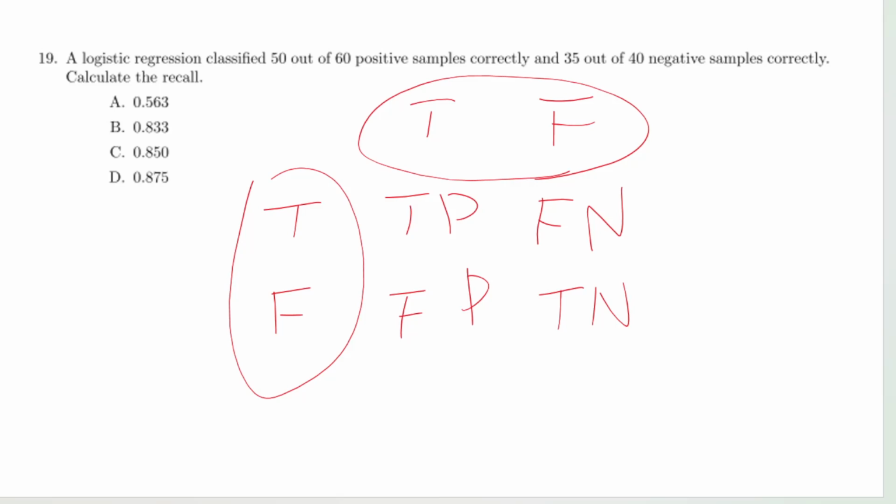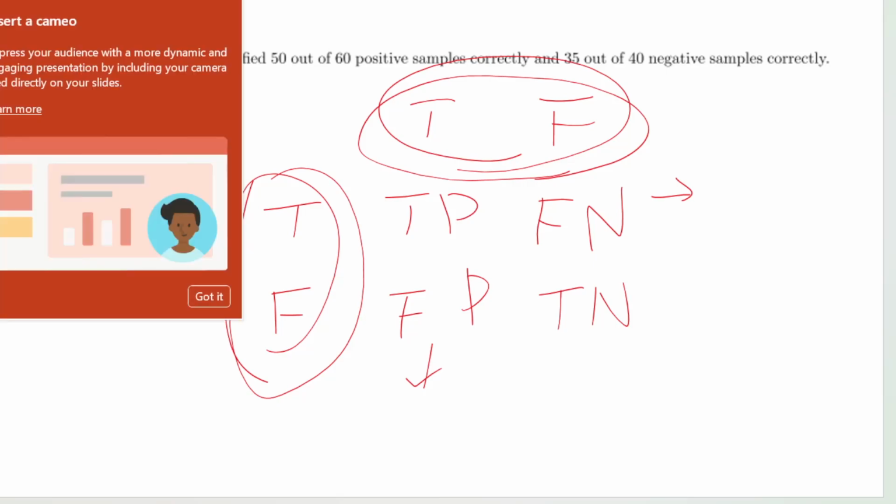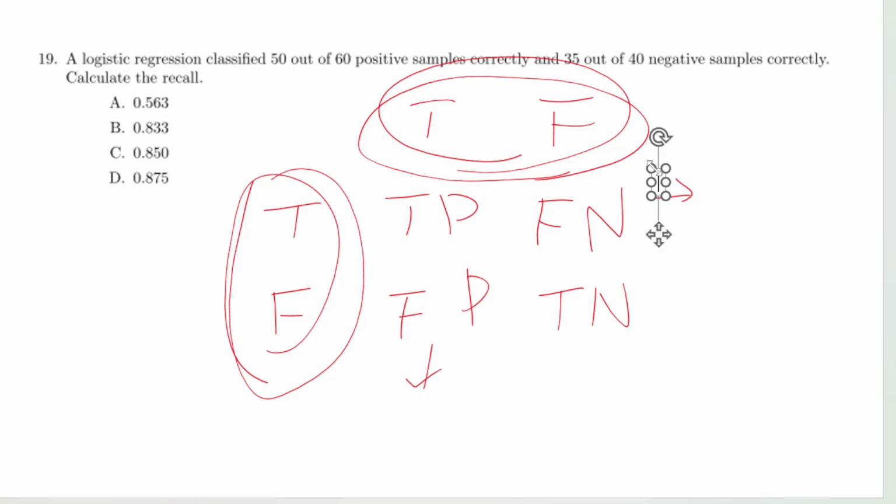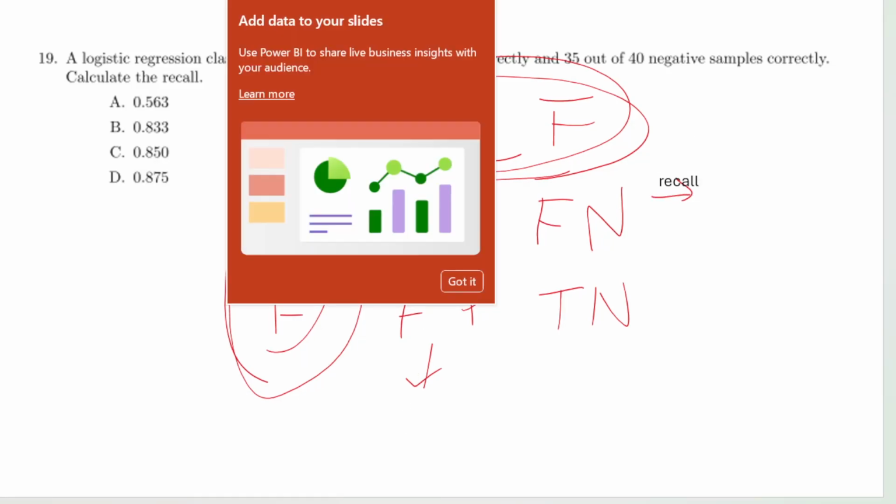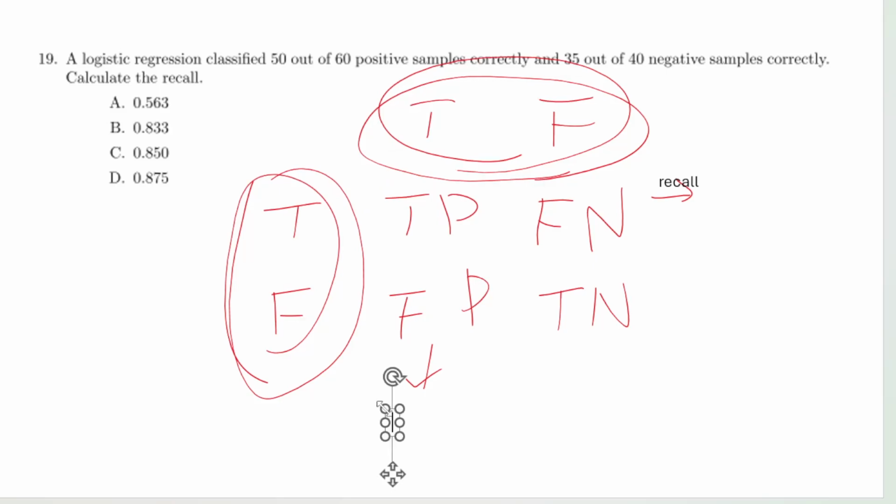Where the actual goes here. Actual is this one, and this is the predicted. If you confuse that, it's going to ruin everything. And then recall is right here, whereas precision is this one. It's hard for me to write, so let me insert a text box. Here is recall, and let me insert another text box. Here's precision.